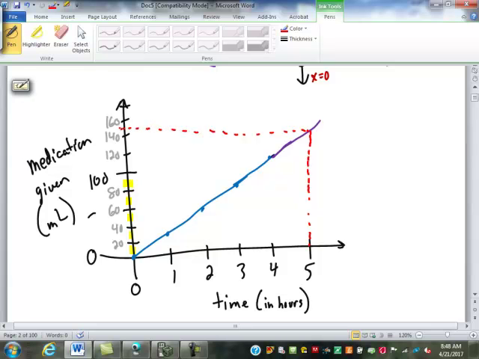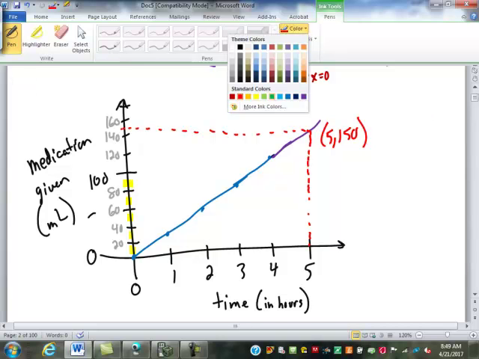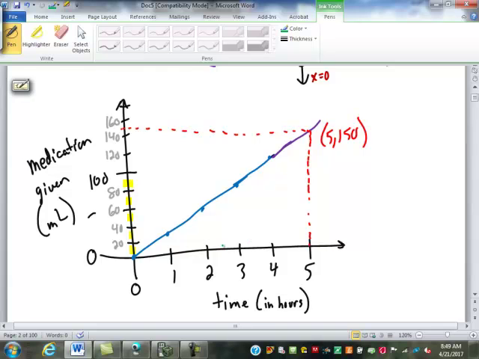And I trace it over, I can see at 5 hours we would expect that they would have received 150 milliliters of medication. So these graphs can be used to not only track what's going on, but then to predict what's going to happen next. Or we could also predict in the middle here. Let's say we didn't take a reading at 2.5 hours, but we did take a reading at 2 hours and at 3 hours here.